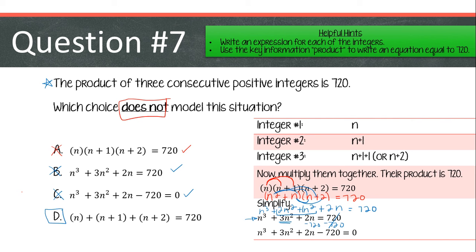And D is not the answer, and it's clearly not the answer because notice how they're separated by plus signs. That would be the sum, and my problem asks me for the product. So that's another way I could have eliminated that choice right away.